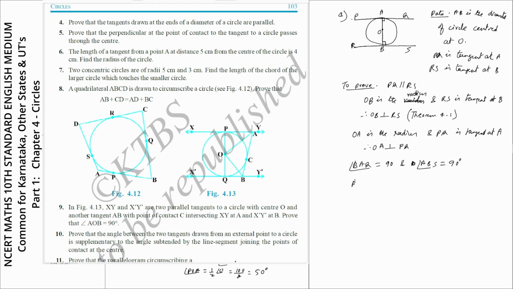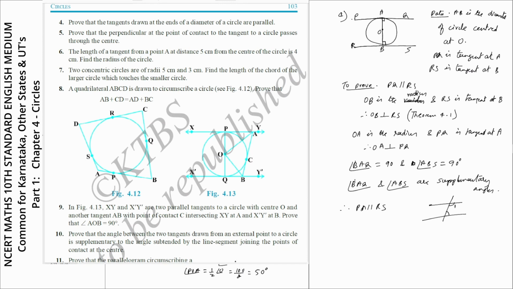Okay, but BAQ and ABS are supplementary angles. Therefore, PQ is parallel to RS. See, if there is a parallel line and if there is an intersection, these two angles are supplementary.